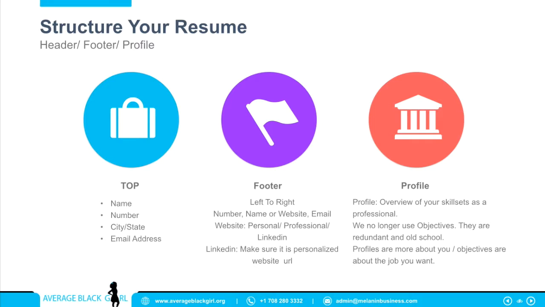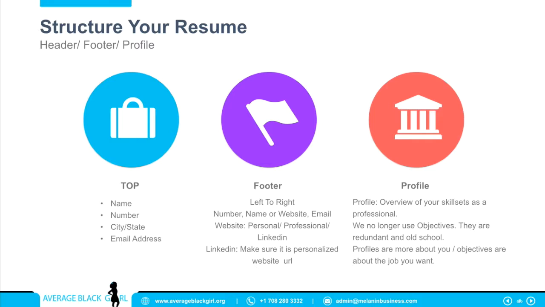And then for the profile section, that's going to be an overview of your skill sets as a professional. Now, before it was called an objective, but objectives are very redundant. Your objective is to get a high paying position or to get a position with upper mobility in marketing or in management or in accounting. Like that is redundant. We all want a position with upper mobility where we can be promoted and make a career. That's very, very redundant.